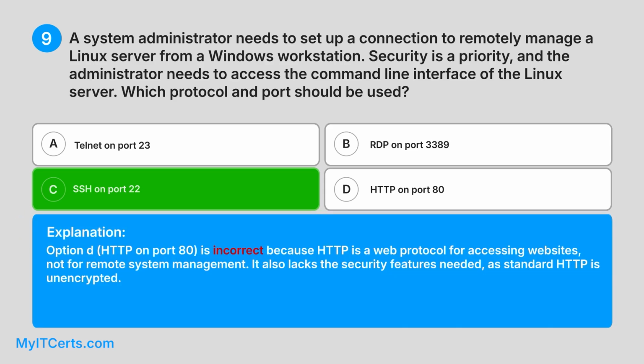Option D, HTTP on port 80, is incorrect because HTTP is a web protocol for accessing websites, not for remote system management. It also lacks the security features needed, as standard HTTP is unencrypted.